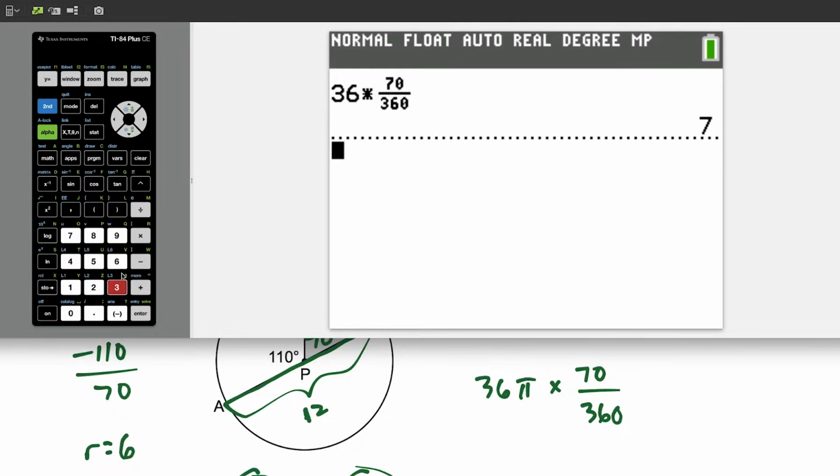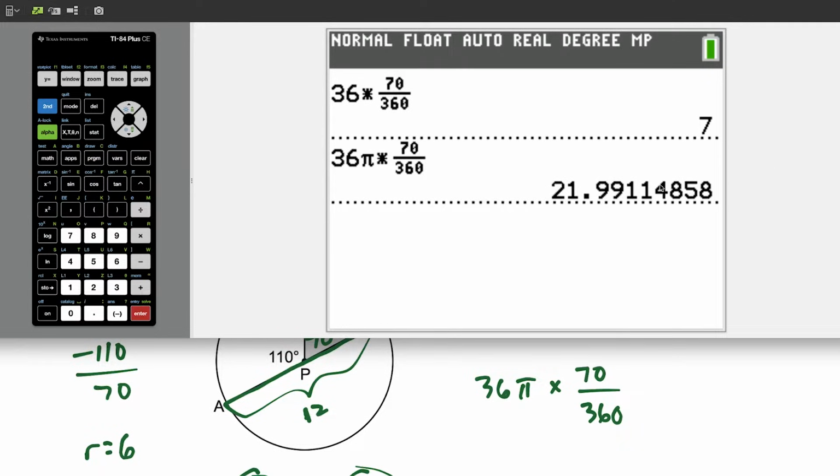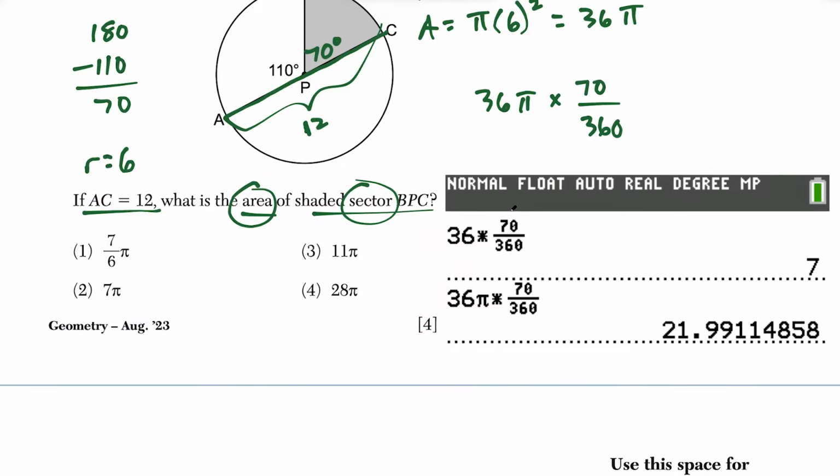The reason why I'm leaving the pi out is because if I do 36 pi and then I multiply by the fraction 70 over 360, notice that in this case here, the calculator is not going to put our answer in terms of pi. It's going to give us a decimal. So the calculator work tells us that this product is going to work out to 7 pi. So our answer is going to be choice 2.